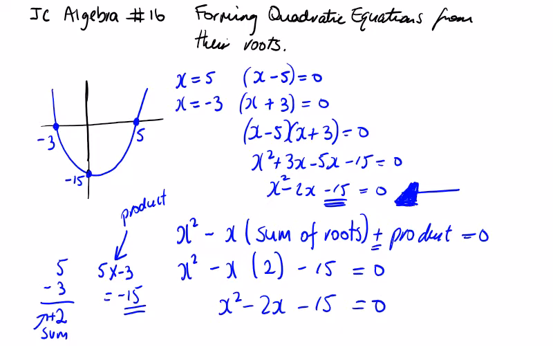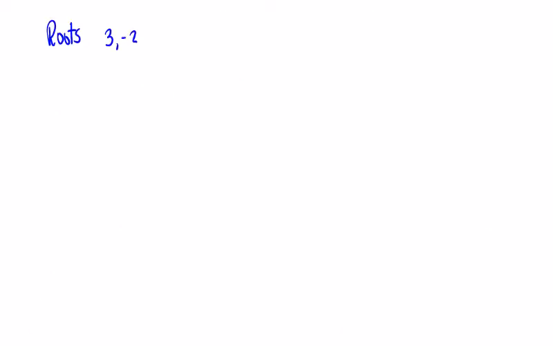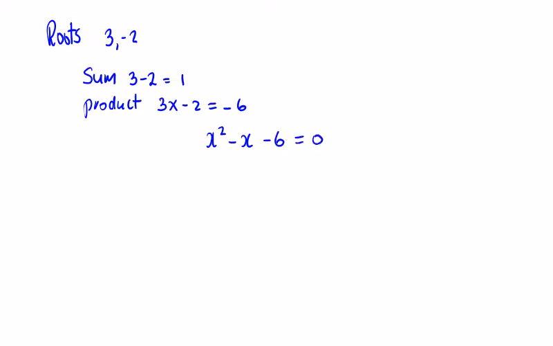So let's have a look at another example, and then I'll get you guys to test yourselves with a few of these. So the roots are 3 and minus 2. What's the sum of 3 and minus 2? 3 minus 2 is equal to 1, and the product, 3 multiplied by minus 2, which is equal to minus 6. So we have x squared minus the sum of the roots, so minus 1x minus 6 equals 0. Nice easy way to form the quadratic equation when you're given the roots.